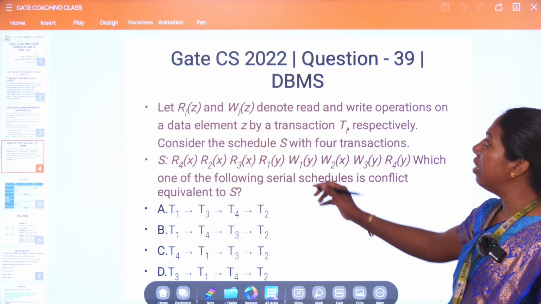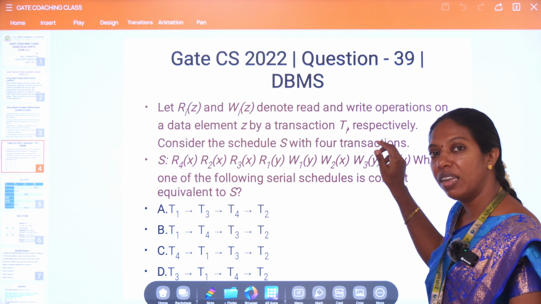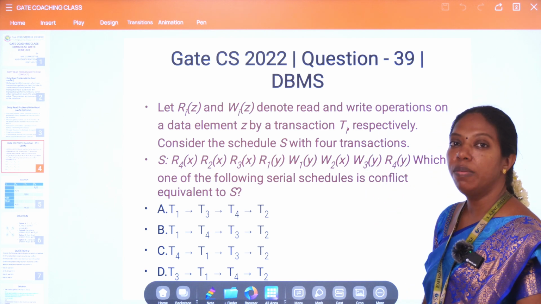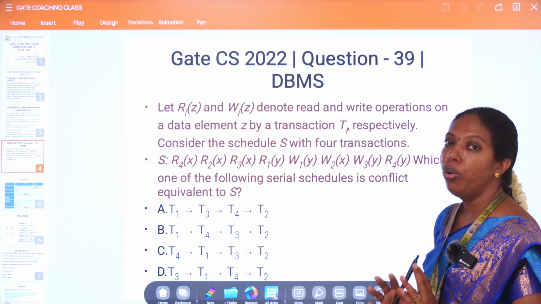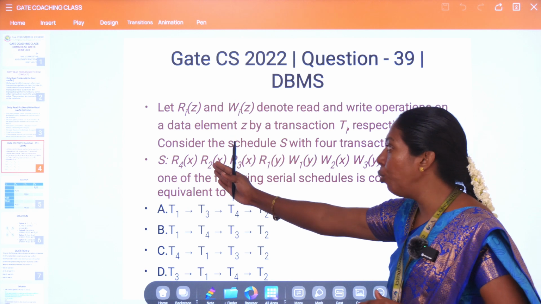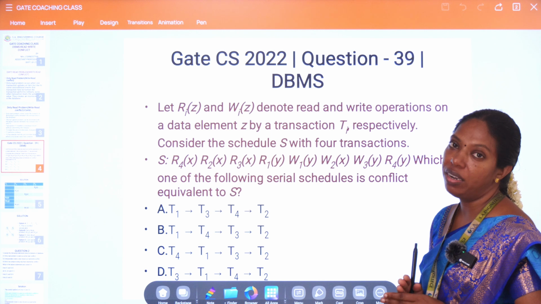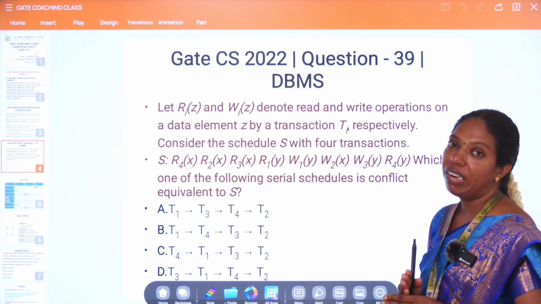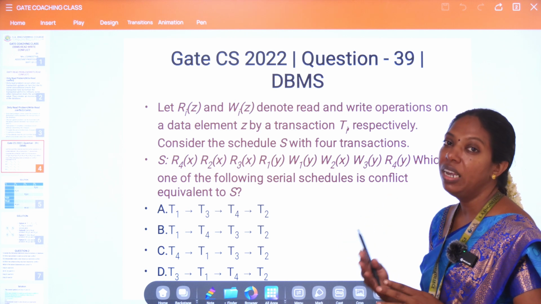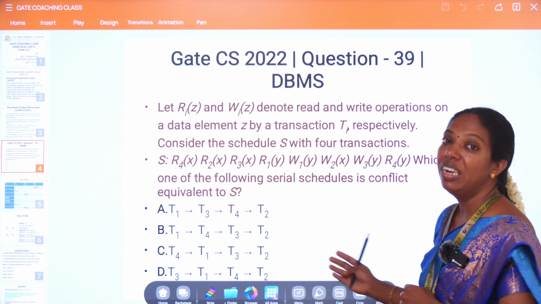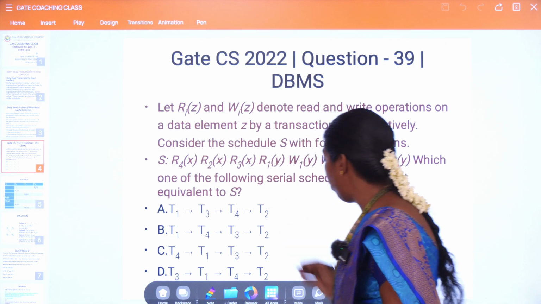This is a GATE question, CS 2022, question number 39, asked from database management system. The question comes under the same dirty read problem. You have to find, in the given schedule, where they give four different transactions with read and write operations, which transaction performs first and which one is next. Based upon that you have to find the dirty read problem and the continuation of the transactions. So in that, this is a read operation.